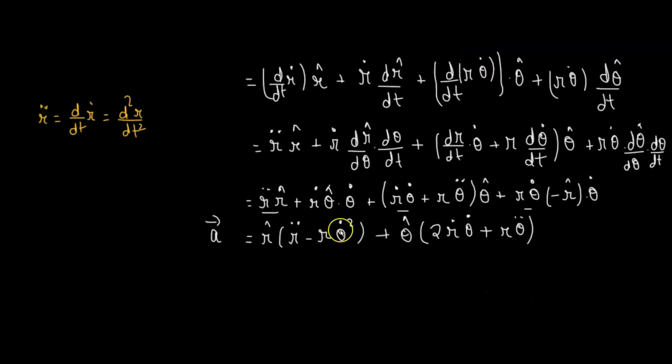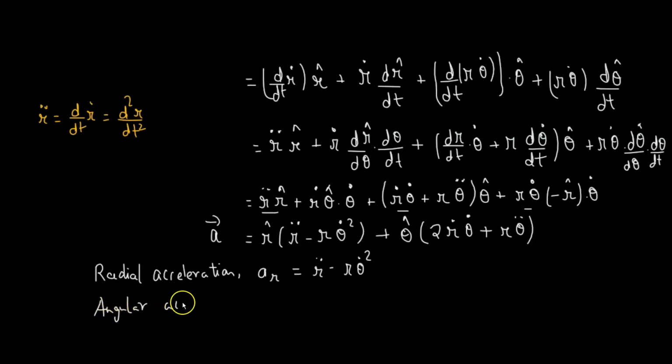So like the velocity vector, the acceleration is also going to have two components, so let's talk about them. So we have the radial acceleration, or the radial component of acceleration, so that will be simply a_r is equal to r double dot minus r theta dot squared, and the angular component of the acceleration, the angular acceleration, is simply given by a_theta, so that will be 2 r dot theta dot plus r theta double dot.